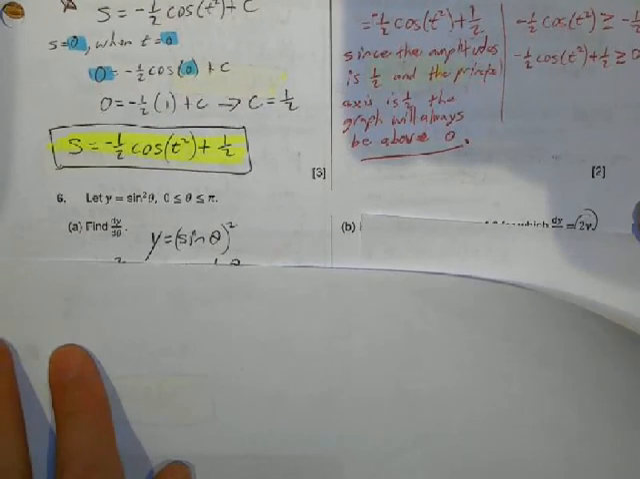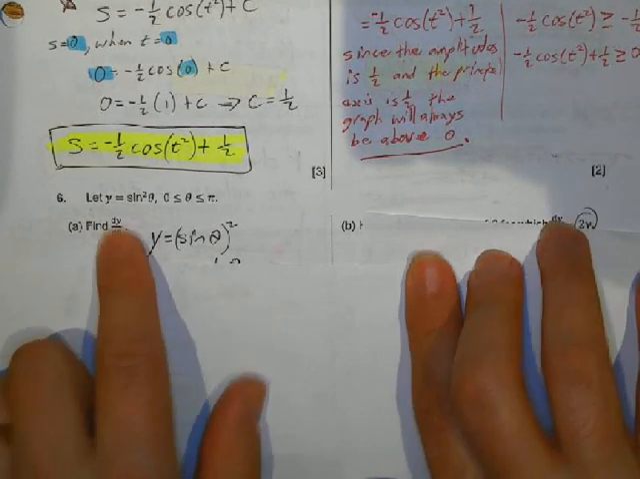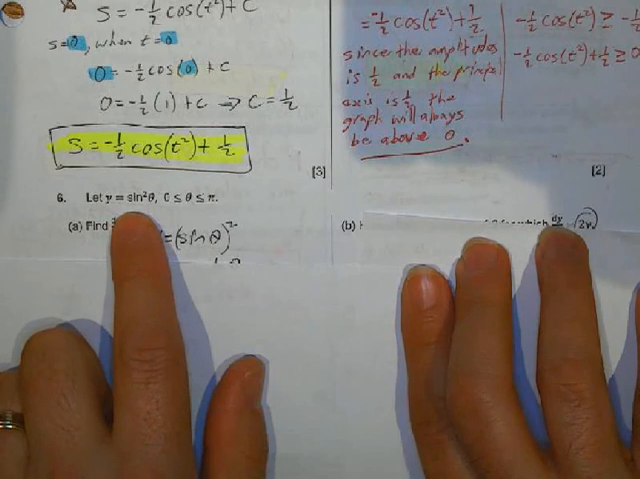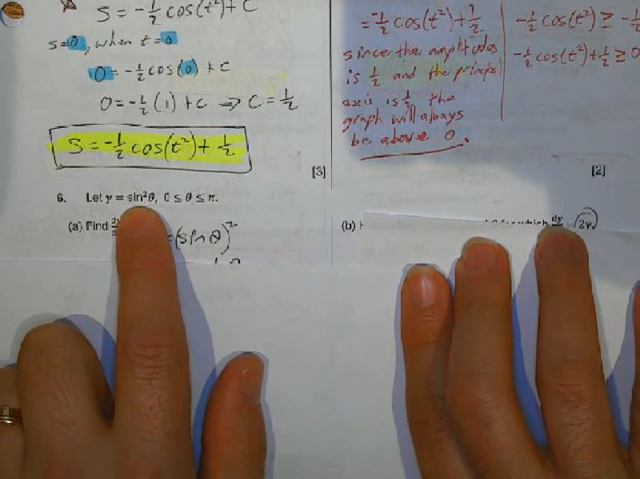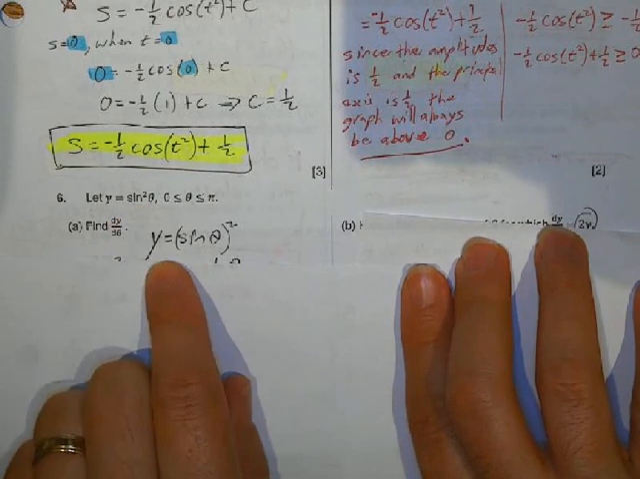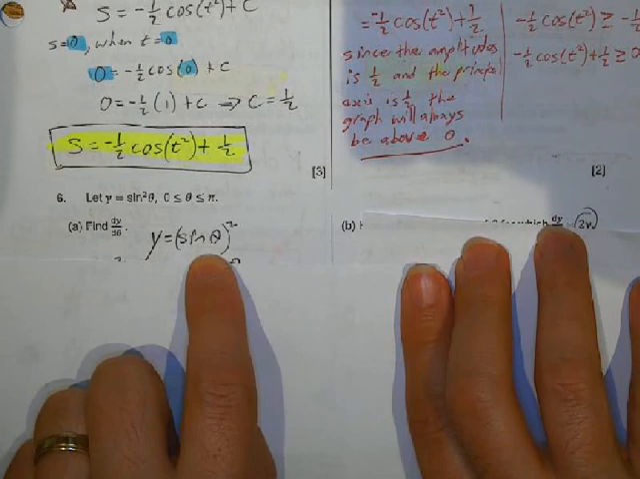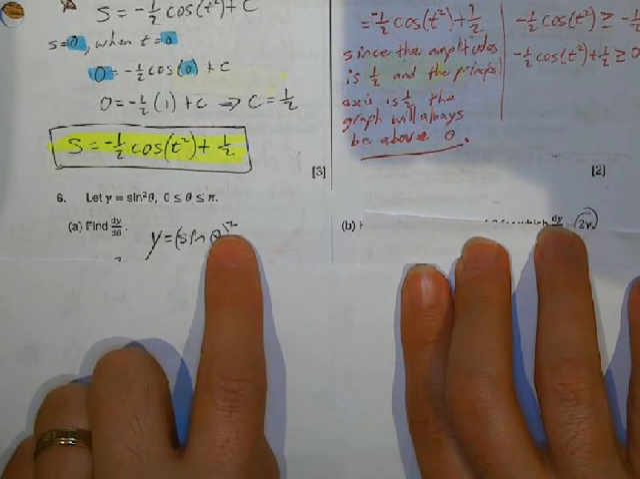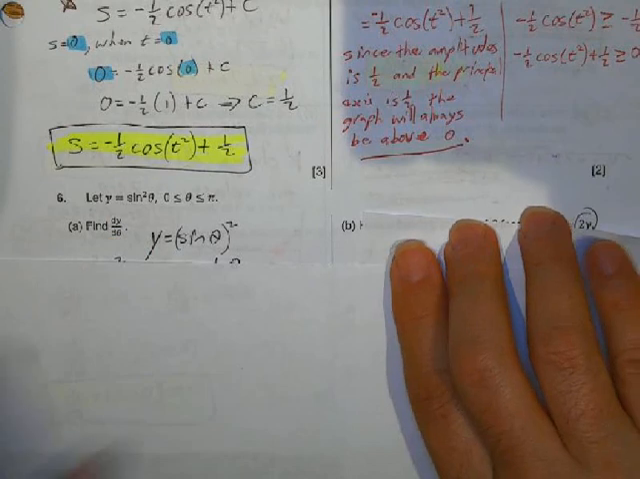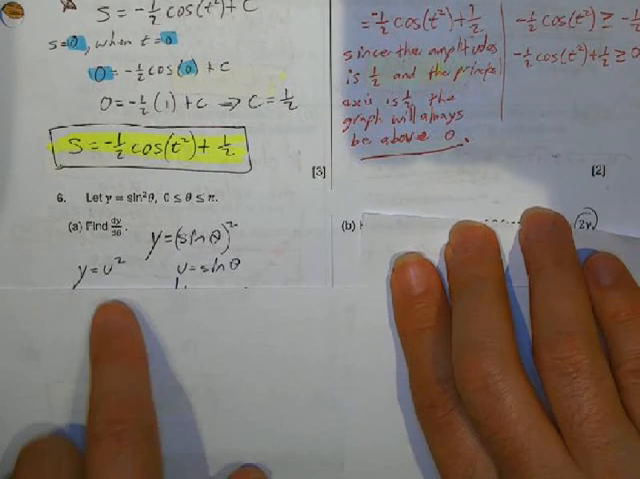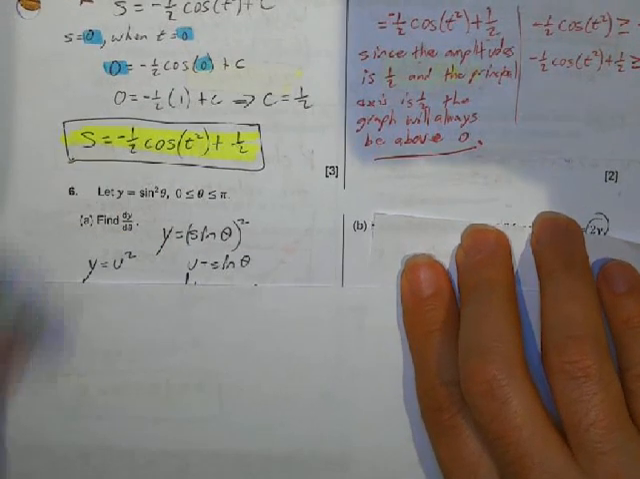Okay, so find the derivative of this. The first thing I do: if I see the little 2 there on the sine, this is the same thing as writing y equals sine theta in parentheses, squared. To find the derivative of this, it's easier to just write the chain rule.